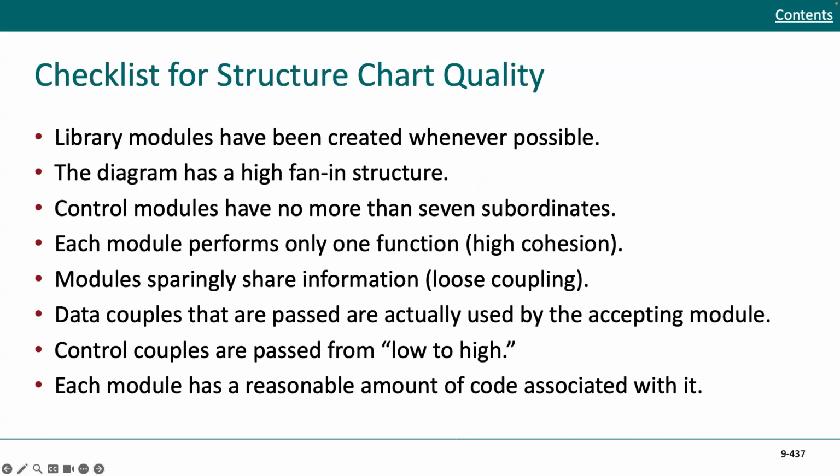So what is a checklist for structure chart quality? The library modules have been created whenever possible. The diagram has a high fan-in structure. Control modules have no more than 7 subordinates. Each module performs only one function, so that would mean it has high cohesion. The modules sparingly share information, so loose coupling. Data couples that are passed are actually used by the accepting module. The control modules are passed from low to high, and each module has a reasonable amount of code associated with it.